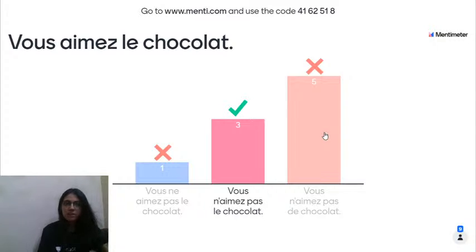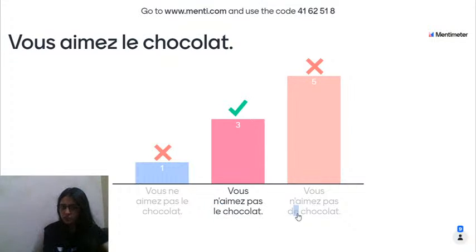Okay, vous aimez le chocolat? Vous n'aimez pas le chocolat. Okay, 3 people have voted correctly in this one. Vous n'aimez pas le chocolat, because the definite article le is not changing in the negative form. Like we said, definite articles do not change, because here we are not talking about quantity. So these 3 people who voted for the second option got it correct: vous n'aimez pas le chocolat is the correct answer.